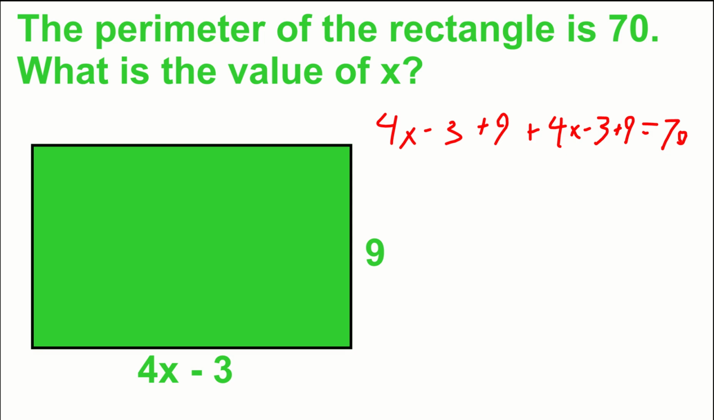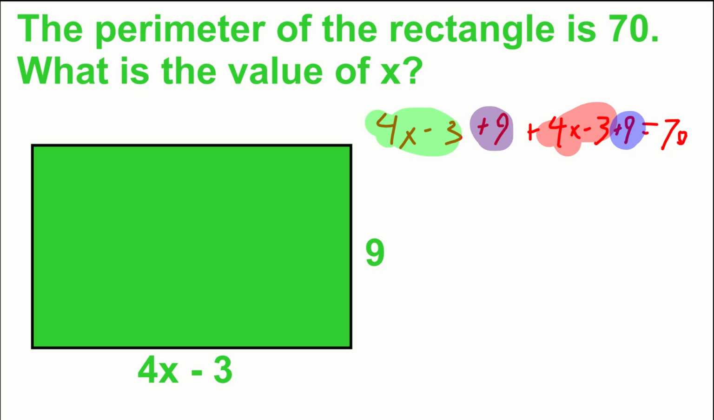Yeah, you can change the order on the sides. So like I got my 4x minus 3 here. I've got a plus 9. I've got a 4x minus 3. And I've got another plus 9. Because we're adding x. Okay.